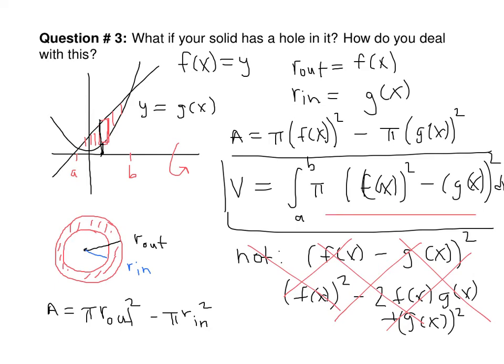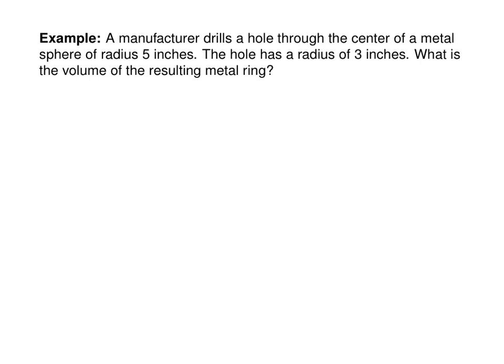All right, let's do an example. So a manufacturer drills a hole through the center of a metal sphere of radius 5 inches. The hole has a radius of 3 inches. What is the volume of the resulting metal ring? So first of all, a sphere of radius 5 has the equation x squared plus y squared equals 5 squared. If I solve that for y, I get y equals the root of 25 minus x squared.